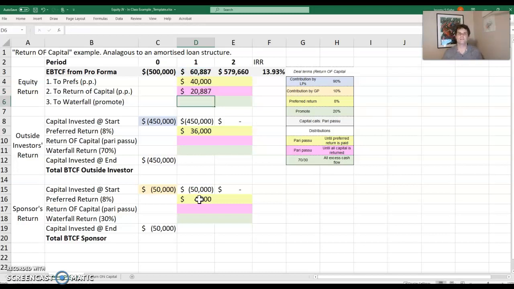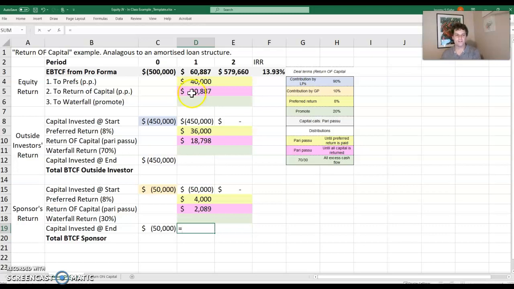And that money is going to be distributed as a return of capital in our second priority here, which I've colored pink, which says pari passu until all capital is returned. So I'm going to distribute 90% of that capital to my outside investors. And I'm going to distribute 10% of that money to me, the sponsor. And that takes care of all the money. There's nothing left over because our investors have not received all of their capital back.